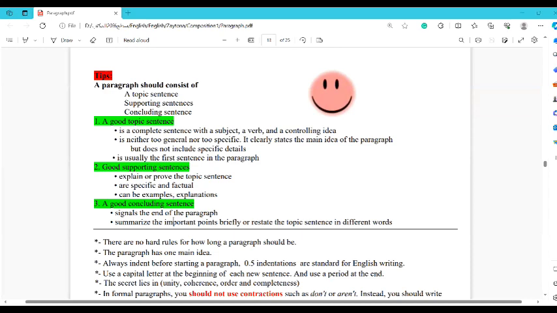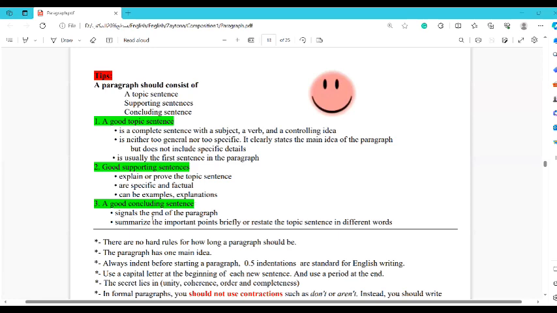Okay, so you can add an example, you can add an explanation, you can elaborate or explain the main idea that is included in the topic sentence, but just explain the main idea. You are talking about the same idea, not adding anything new, just explaining the idea. This is part number two. Part number three, a good concluding sentence, which is the conclusion.